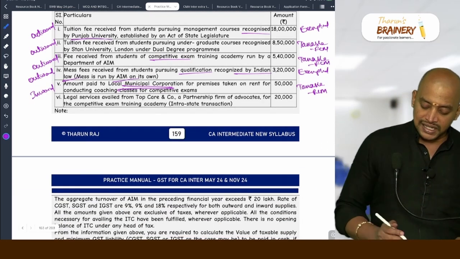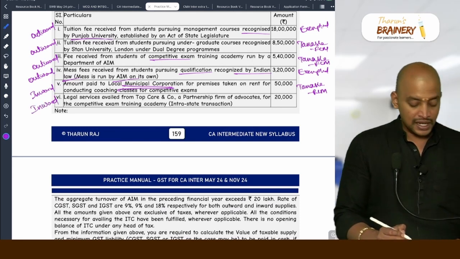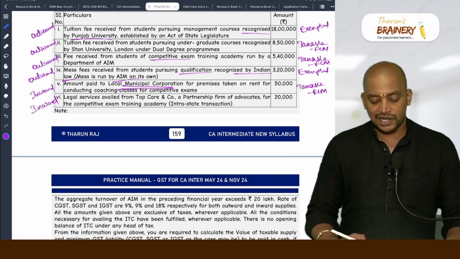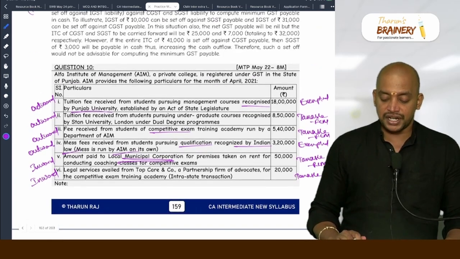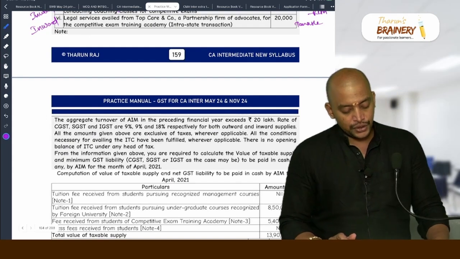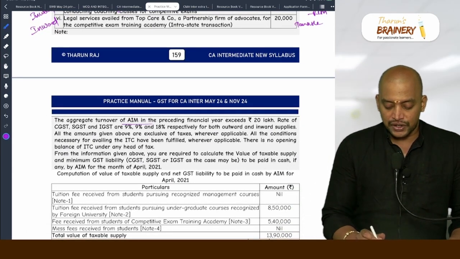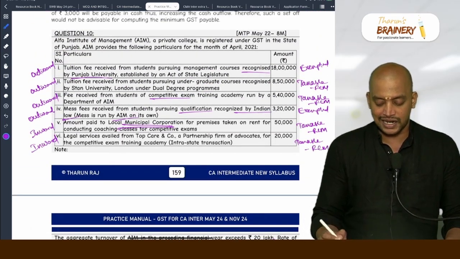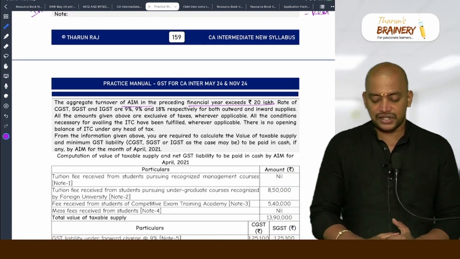Then legal services availed from Top Care and Company. Availed means inward. Legal service availed from Top Care and Company, a partnership firm of advocates, for the competitive exam training academy. So taxable. Advocate services to a business entity whose turnover during the previous year exceeds threshold limit. How do you know their turnover during the previous year exceeds threshold limit? Next point you see. The aggregate turnover of AM in the preceding financial year exceeds 20 lakhs. Therefore, it will be taxable under RCM.